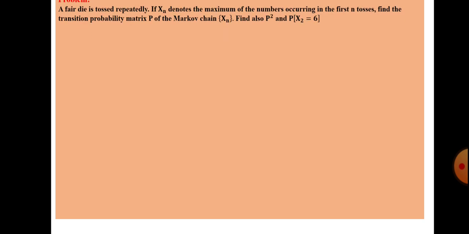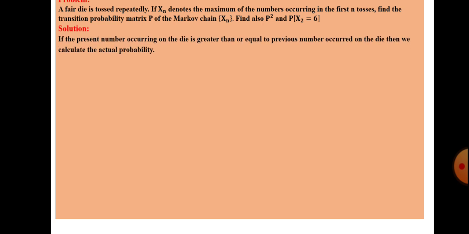Next problem. A fair die is tossed repeatedly. If Xn denotes the maximum of the numbers occurring in the first n tosses, find the transition probability matrix P of the Markov chain Xn. Find also P squared and the probability that X2 is equal to 6.